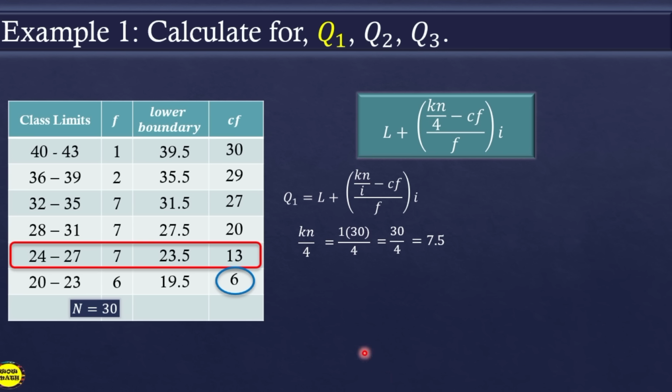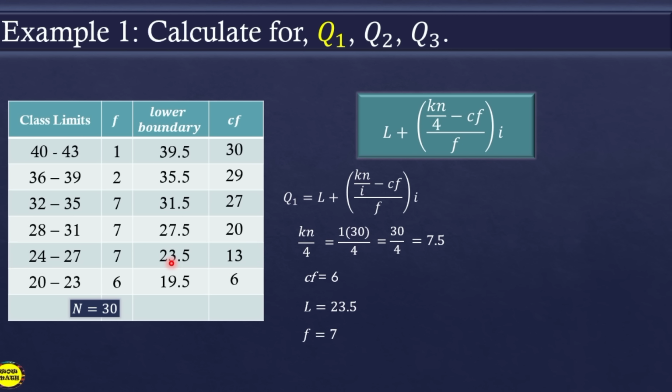The cumulative frequency, ang kukunin ninyo palagi is yung before the quartile class. Okay? Yung kukunin natin na cumulative frequency is yung before the quartile class. So, 6. And then, the lower boundary natin is 23.5. And the frequency is 7.